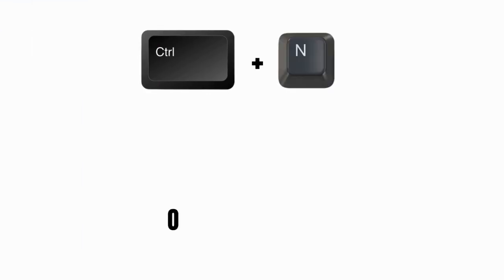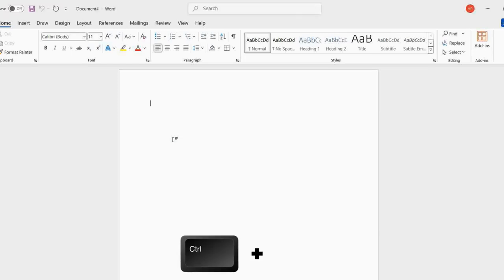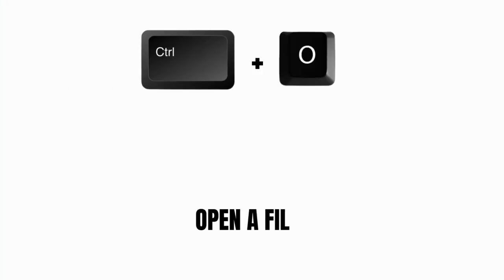Ctrl N, open a new file. Ctrl N key is used to open a new file. Guys, here you can see that our current file name is hello.docx. And for opening the new file, just type Ctrl N, and you can see that our new file name is document4.docx.